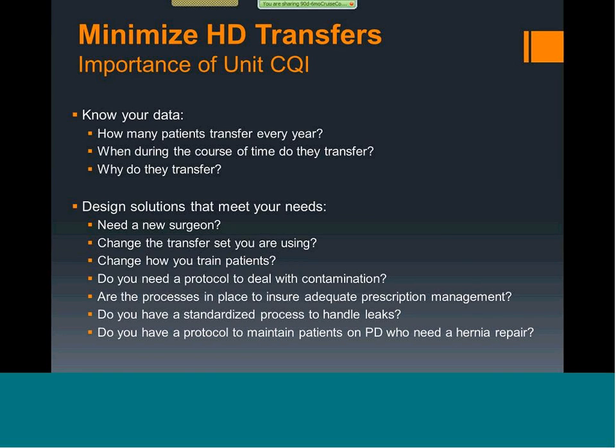Do you need a new surgeon? Change the transfer set that you're using. Change how you train your patients. Do you need a protocol to deal with contamination? I will talk about that. Are the processes in place to ensure adequate prescription management? Do you standardize the process to handle leaks? Do you have a protocol to maintain patients on PD who, for example, need a hernia repair? A person who needs a hernia repair does not need to go to hemo for that hernia to be repaired. They can be kept on PD.